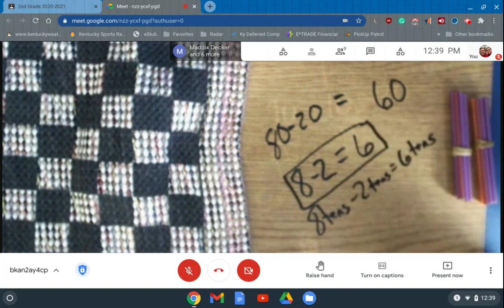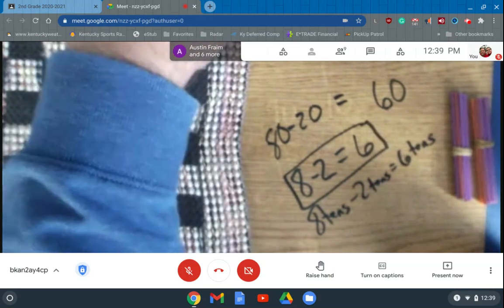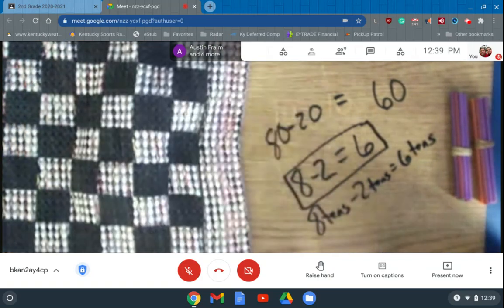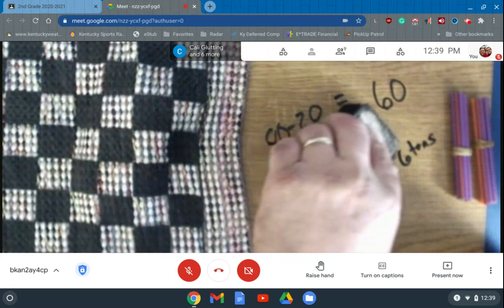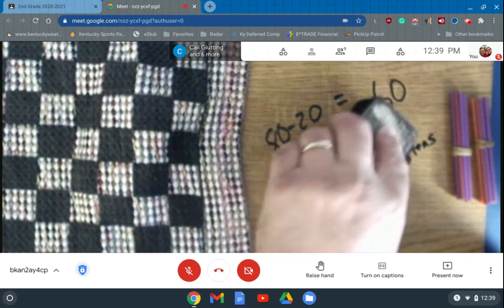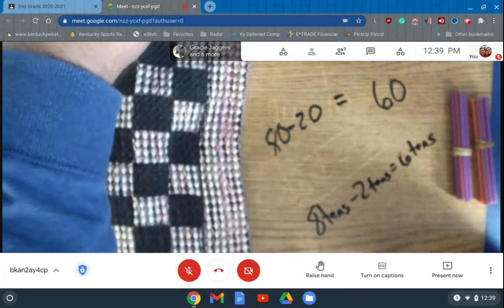So again, that's why we're working on our facts every day in second grade. It's so important for us to know our facts. All right, awesome, great job. I love that thinking. So this is what I want you to write down. I want you to write that down real quick.